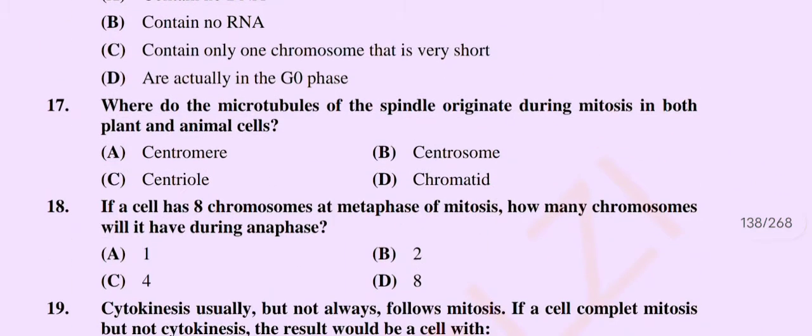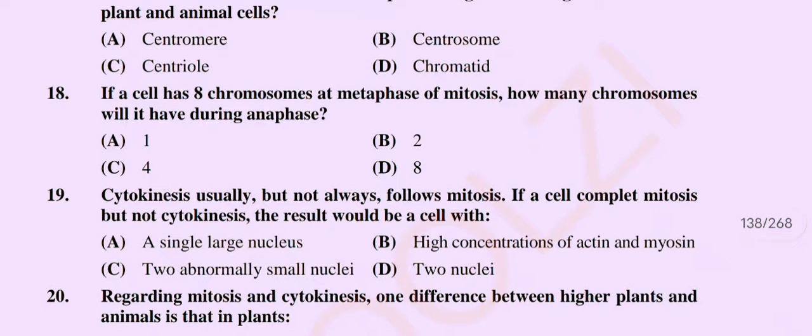Question number 17. Where do the microtubules of the spindle originate during mitosis in both plant and animal cells? Option A, centromere; option B, centrosome; option C, centriole; option D, chromatid. So the correct option is option B, centrosome.